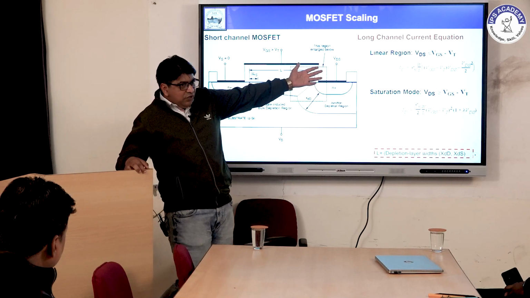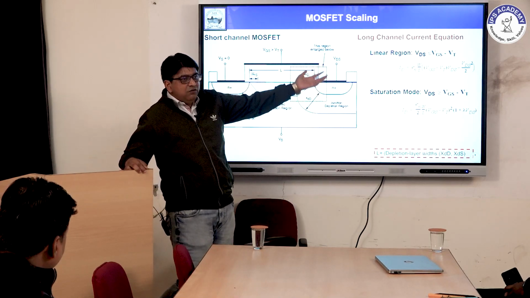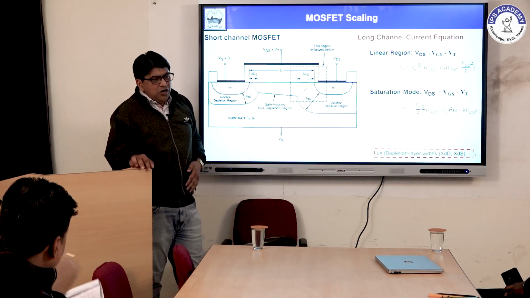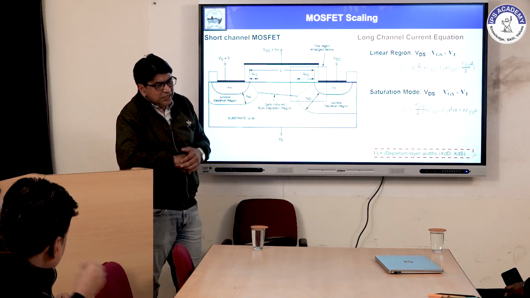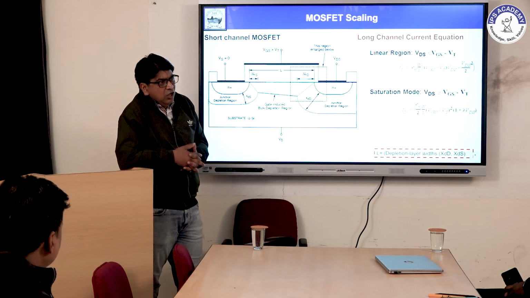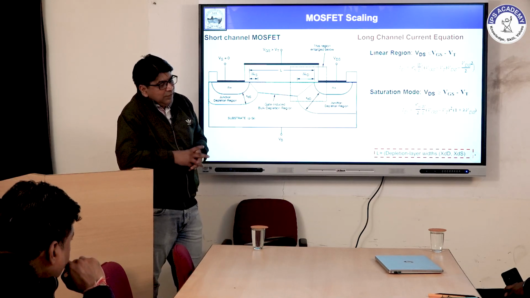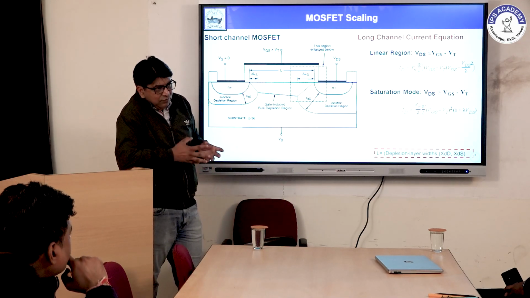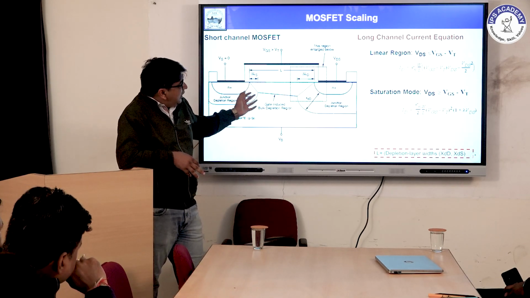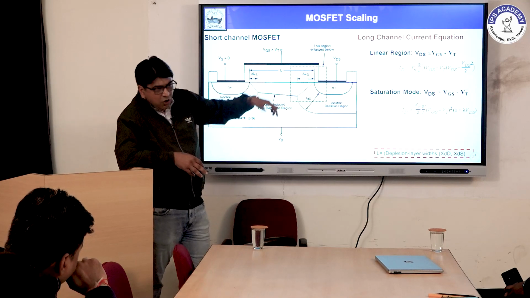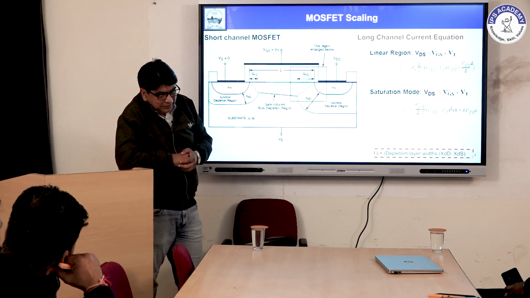Why do we use this model? If we have a compact model, we can use it for circuit design, and we can check the circuit simulation very effectively and efficiently. That's why the compact model is very important for circuit designing. So we realize this model, and this model is for the long channel. Long channel means the length is in micrometers.